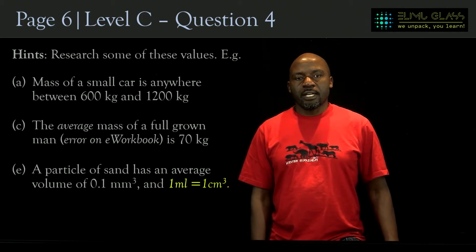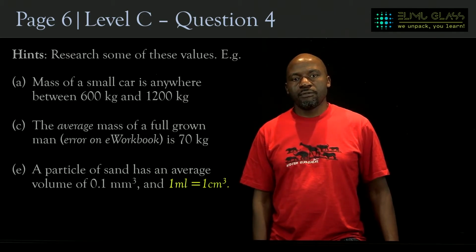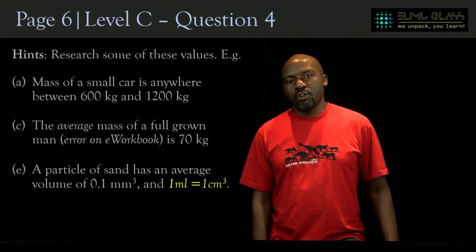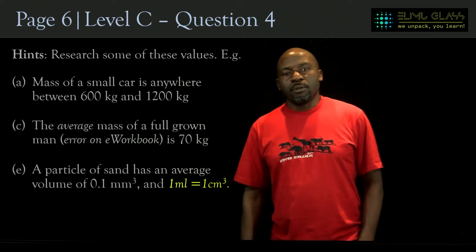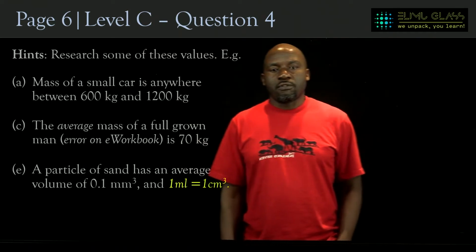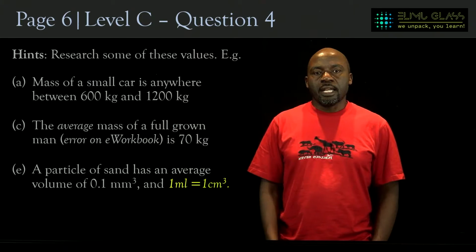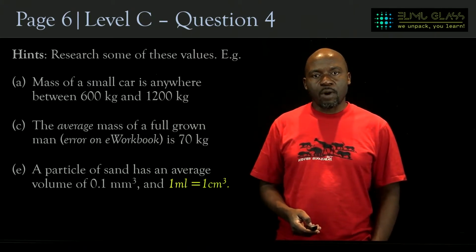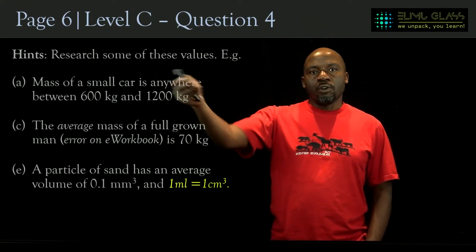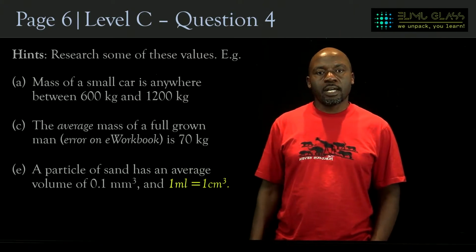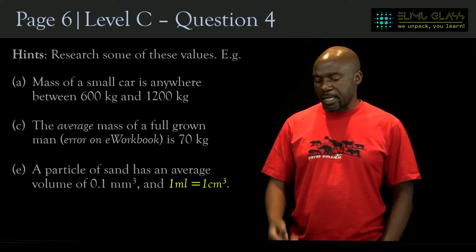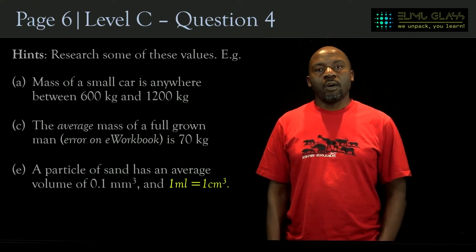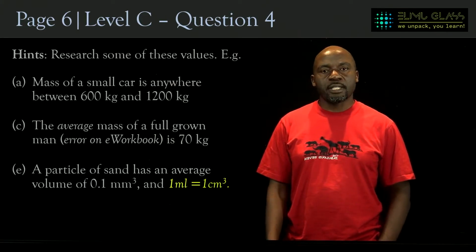A particle of sand has an average volume of 0.1 cubic millimeter. Okay, so with that information, you should be able to find the number of particles of sand in a container as described in the workbook. Okay, on page 6, question number 4. Take a look and let me know what you think. Okay, find your answers and then let's compare them. I hope to see your questions in the comment section.